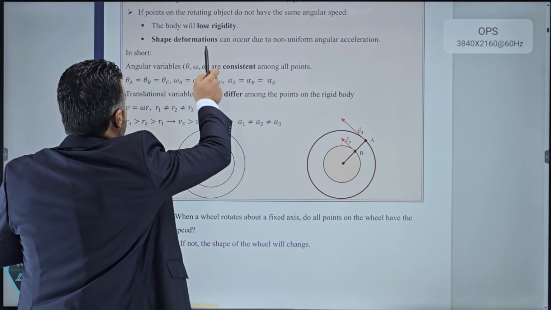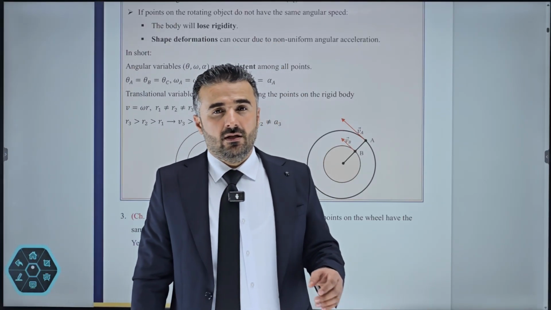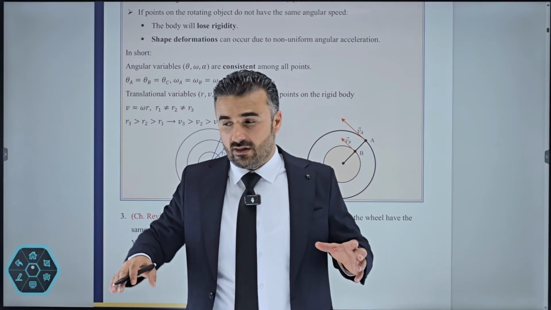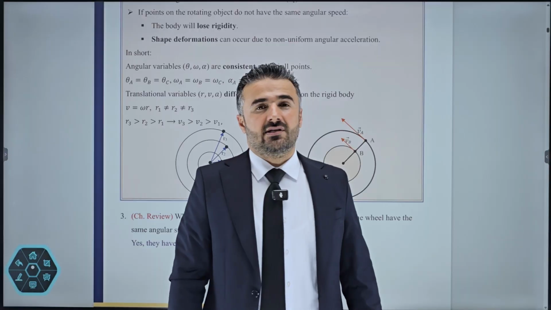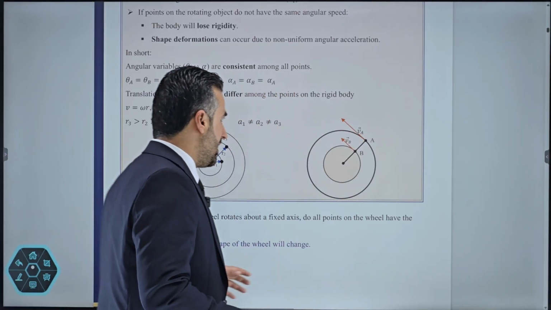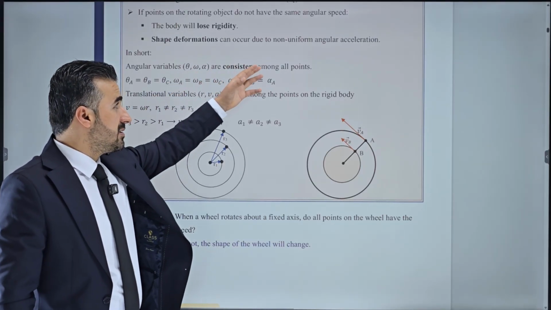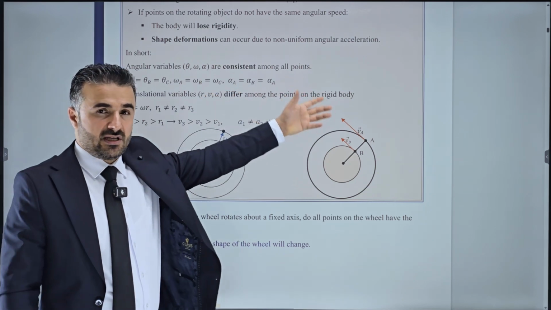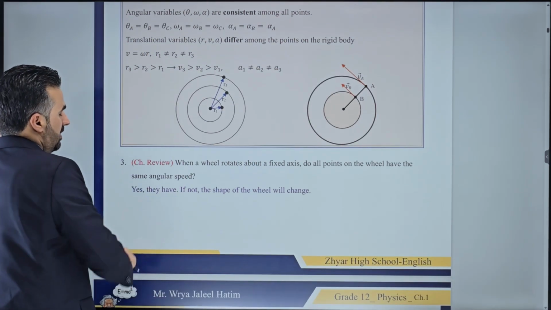It says, what happens if points on the rotating wheel do not have the same angular speed? We'll say the body will lose rigidity. That is one thing, so it is no longer rigid. And then the second point, we'll say the shape will deform. So if we summarize what we have said, all their angular quantities are consistent among all the points: the same angular displacement, same angular speed, and same angular acceleration. This is related to point number 3. We'll get back to this later.